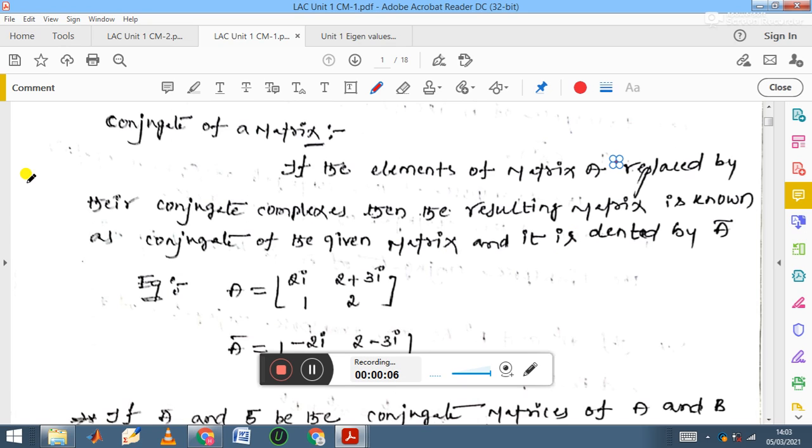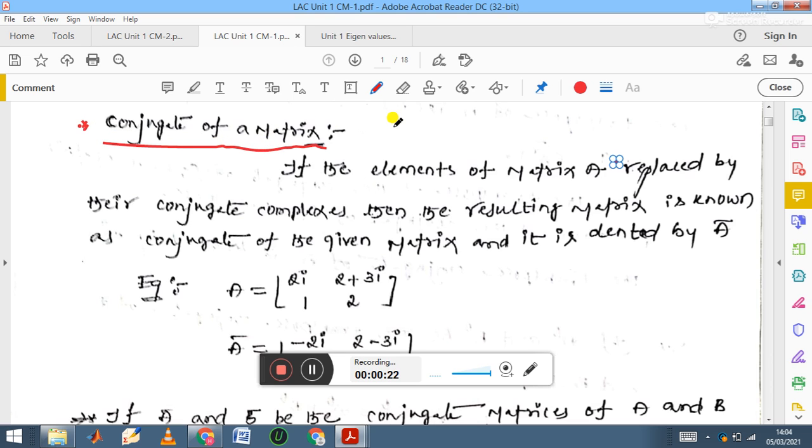Here I am going to discuss complex matrices. In complex matrices we need to learn a few very important definitions. First one, conjugate of a matrix.